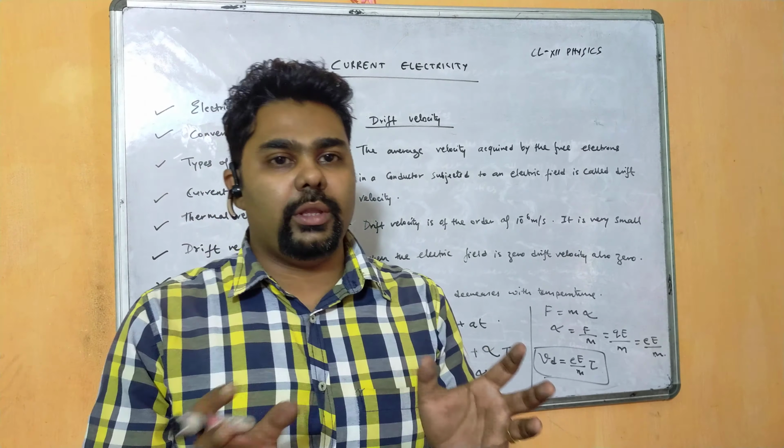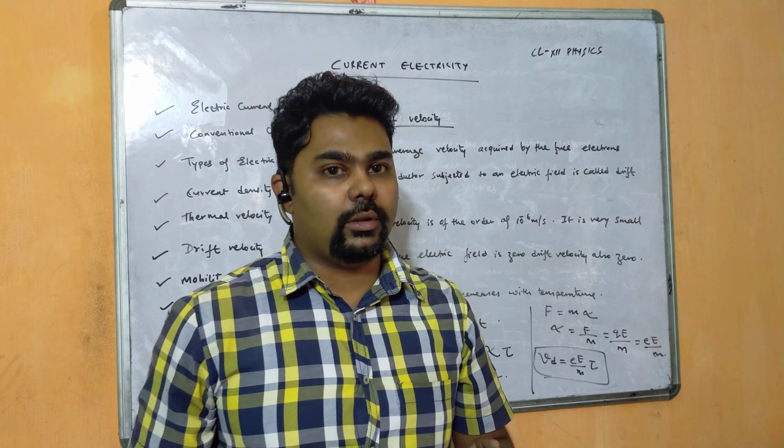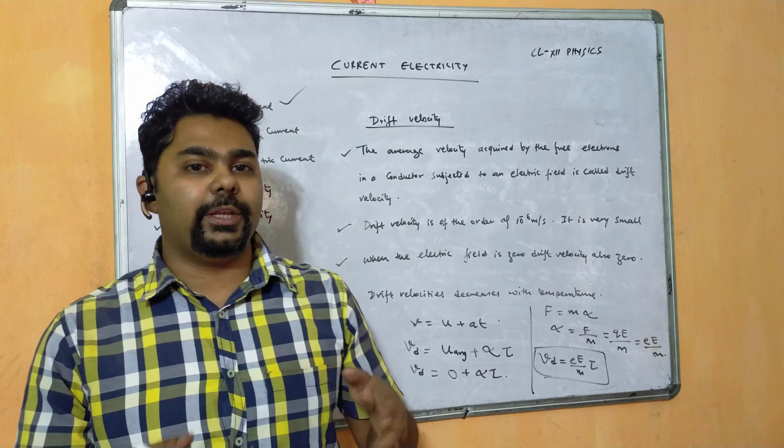So if the electric field is 0, the drift velocity is also 0, and drift velocity decreases with increasing temperature. But in case of thermal velocity, when we increase the temperature, the thermal velocity also increases. But in the case of drift velocity, with increasing temperature, the drift velocity decreases. The expression states that Vd equals eEτ by m, where e is the magnitude of charge, E is the electric field, m is the mass of an electron, and tau is the relaxation time. Now, the relaxation time is the time interval between two successive collisions of electrons.